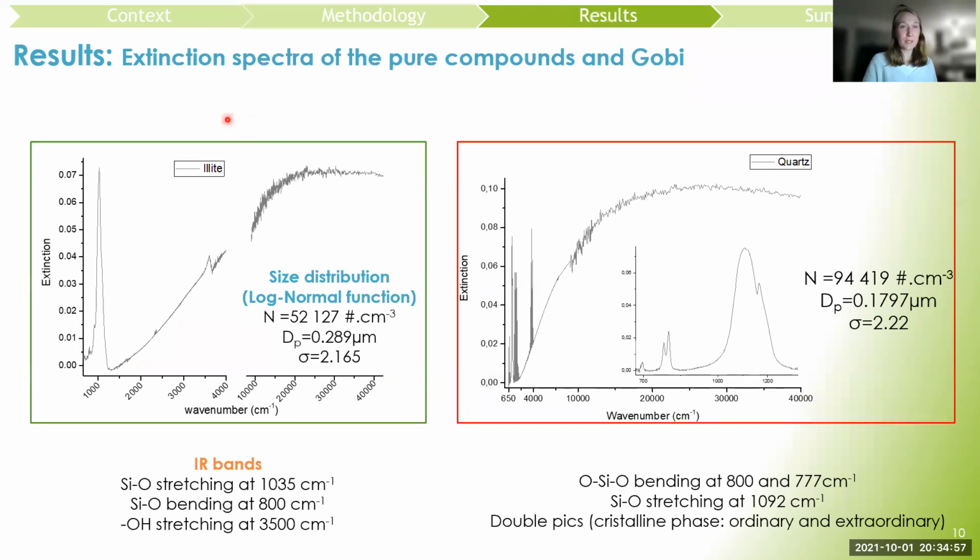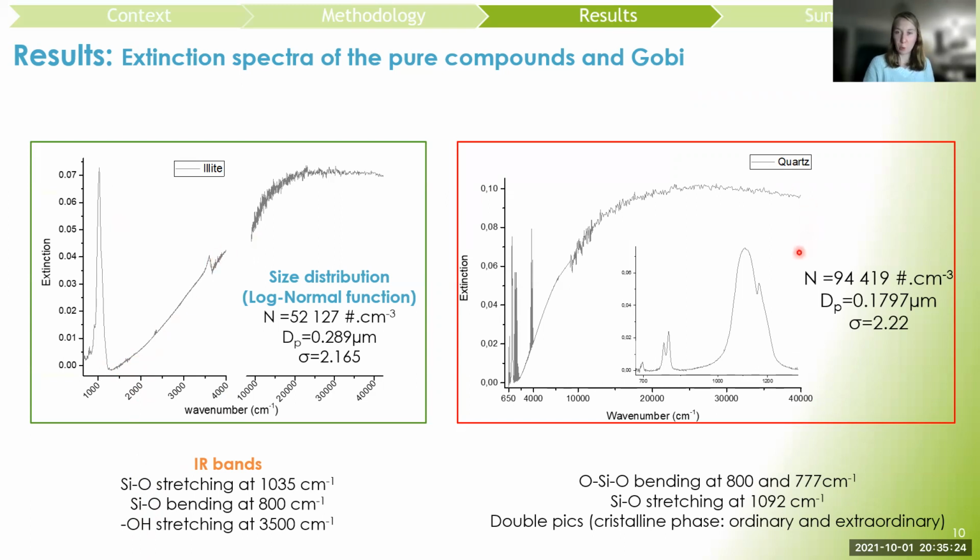First I will present the extinction spectra of the pure compounds and Gobi. Here you have the extinction spectra, and here the size distribution measured with the parameters. Here the infrared, the UV. In the infrared you can see the main absorption band, corresponding to silicon oxide stretching and bending. And here you can see the diffusion slope.